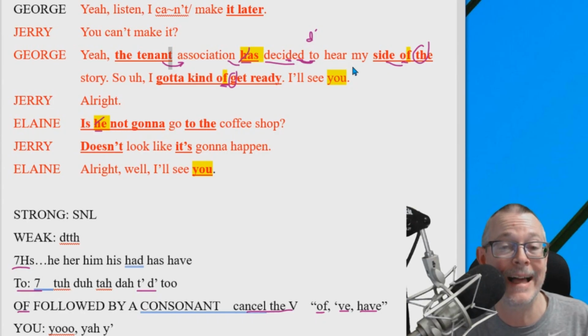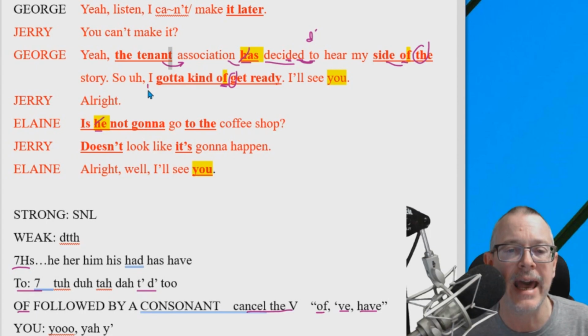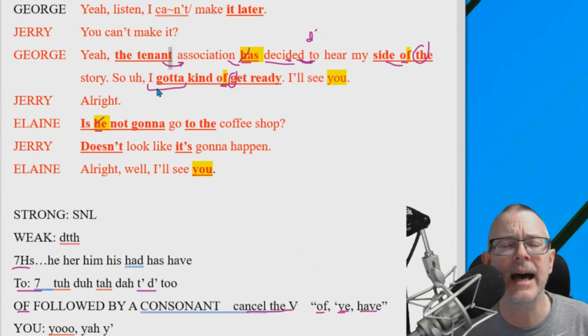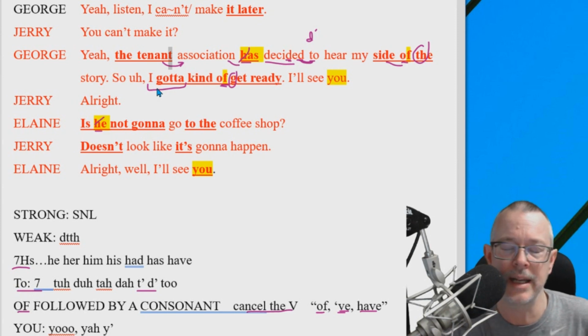So "I gotta" is actually "I've got to," and the "have" is cancelled. "I gotta, I've got to" is so common in daily English. We simply write "I gotta." Grammatically, we should write "I've got to." But again, in daily English, "I gotta" is what we say.